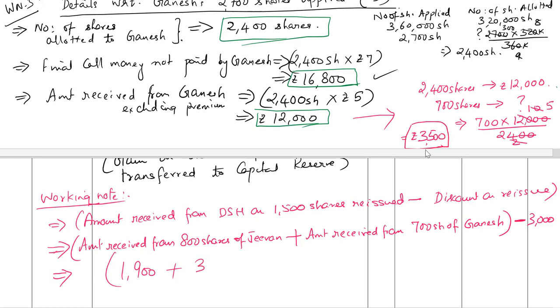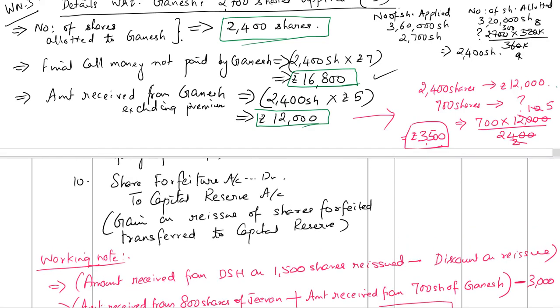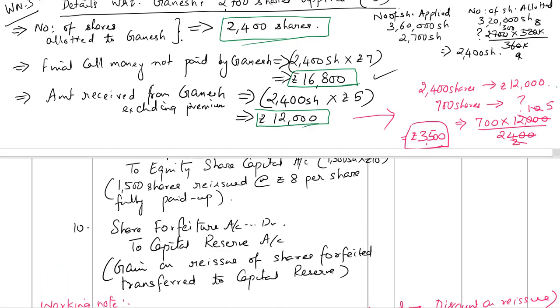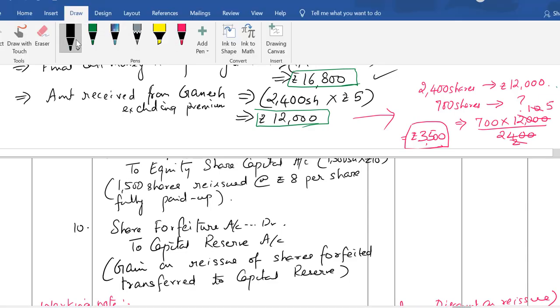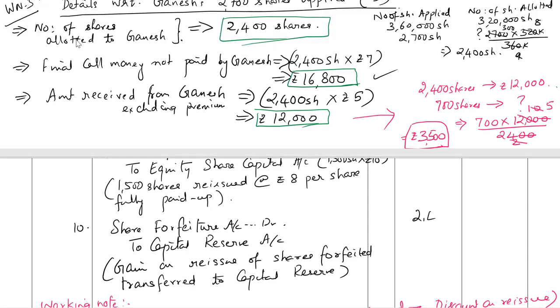So we will add 3,500 over here and deduct the 3,000 rupees. The final figure is rupees 2,400. So the gain on the reissue to be transferred to capital reserve is 2,400 rupees. We will insert it in the journal entry. All the entries are done.